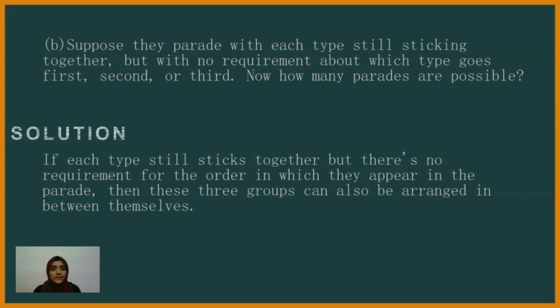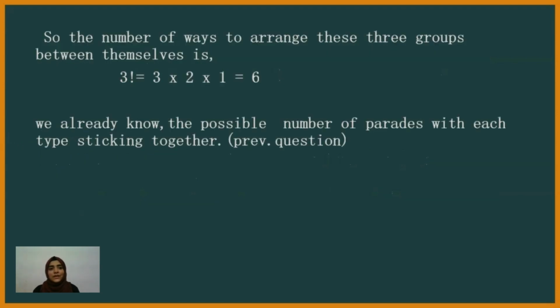Here is another sub question. Suppose they parade with each type still sticking together, but with no requirement about which type goes first, second, or third. Now, how many parades are possible? If each type still sticks together, but there is no requirement for the order in which they appear in the parade, then these three groups can also be arranged in between themselves. That means the number of ways to arrange these three groups between themselves is 3 factorial. It is equal to 3 into 2 into 1, which is equal to 6.